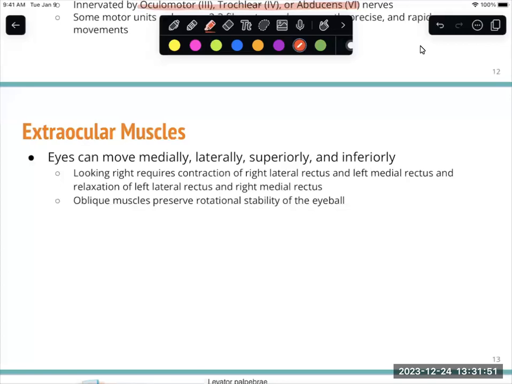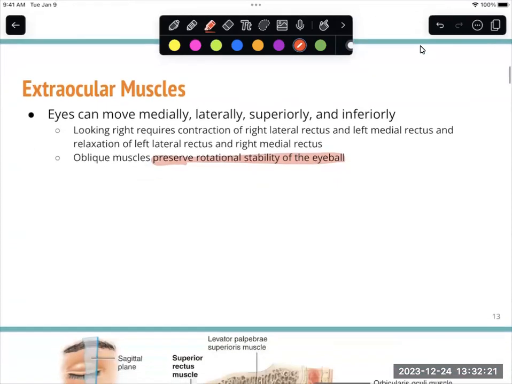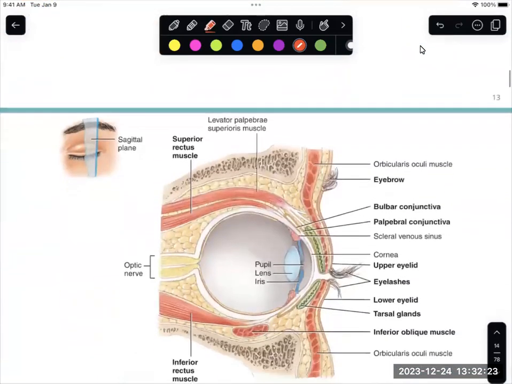So those rectus muscles let you look, like superior rectus lets you look straight up, inferior rectus lets you look straight down, lateral rectus lets you look out, medial rectus lets you look towards your nose. Those oblique muscles allow for some rotation, like rotary motion. So like up and out, down and in. So you're able to move your eyes in more directions.